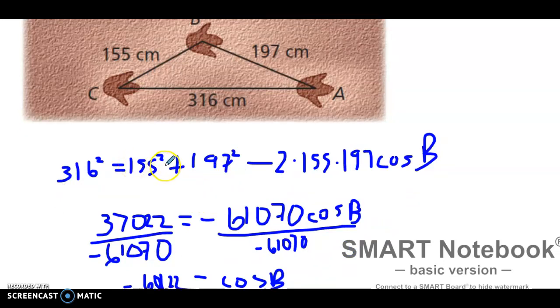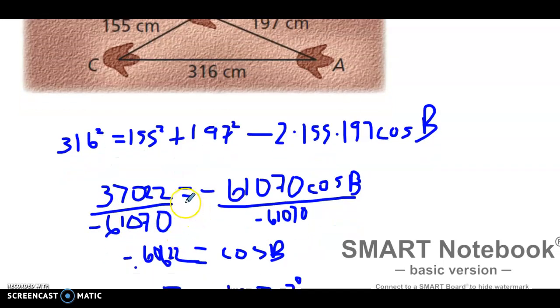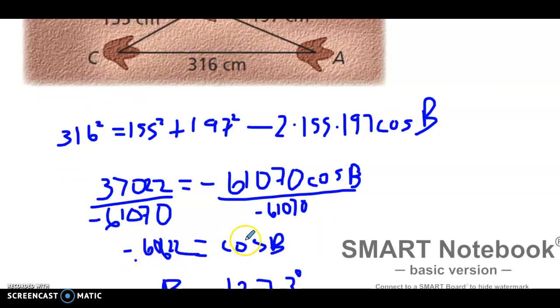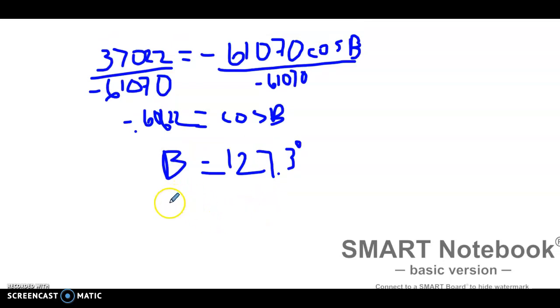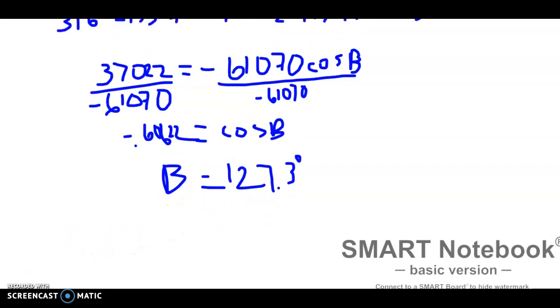So 155 squared plus 197 squared minus 316 squared is 61,070. I take 37,022, which is 316 squared, and divide it by that. Now you might be concerned because we have a positive divided by negative, and we end up with a negative. But that's okay, because when we end up with cosine B over here, when we take the inverse cosine, we get 127.3 degrees. So this dinosaur wasn't really too efficient in walking. It's not real close to 180 degrees.